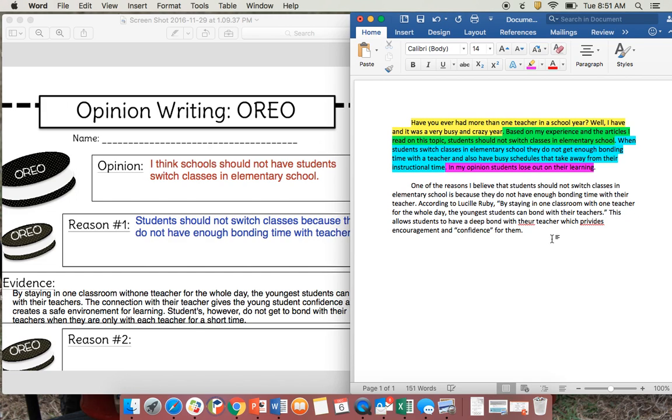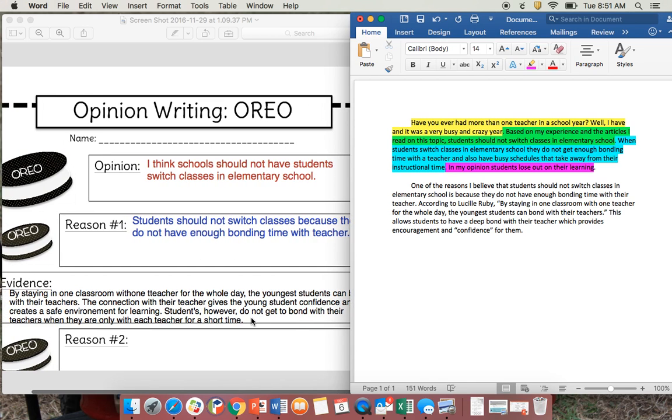for them. So I'm going to explain what I did here. I paraphrased. It says the connection with the teacher gives the student confidence and creates a safe environment for learning. So I've taken part of that and I've paraphrased it. And I said this allows students to have a deep bond with their teacher, which provides encouragement and confidence for them. The reason I put confidence inside quotations is because she actually wrote the word confidence. And if I were to write that word without giving her the credit, then it would be plagiarizing, and we don't want to plagiarize.